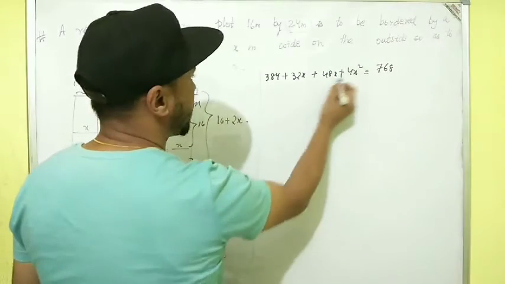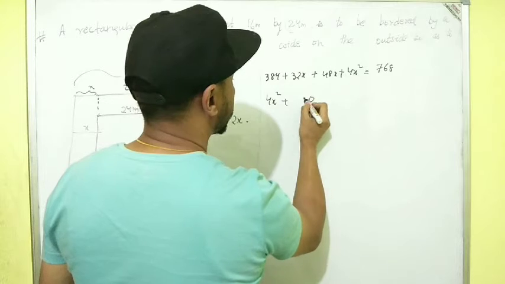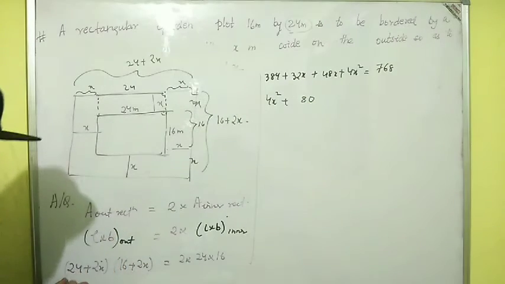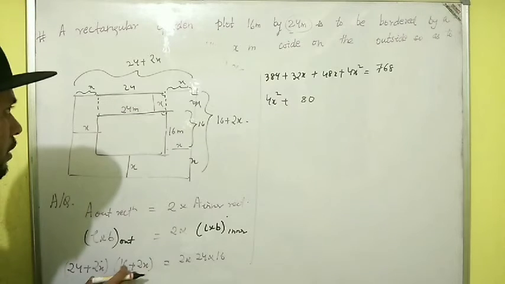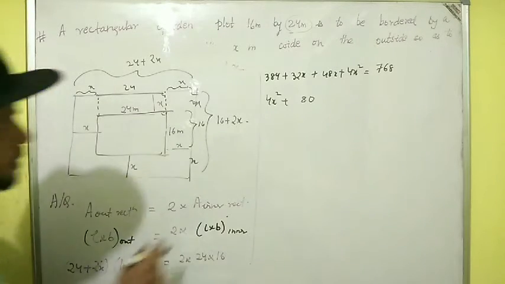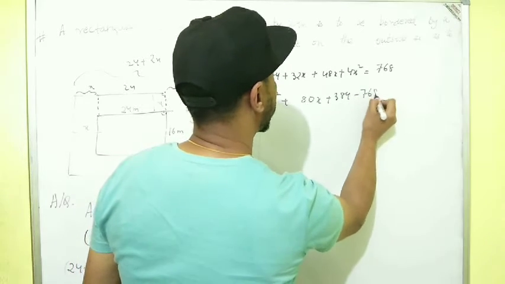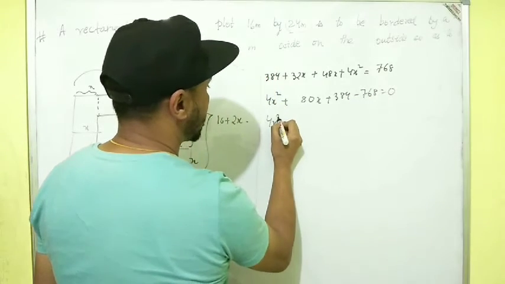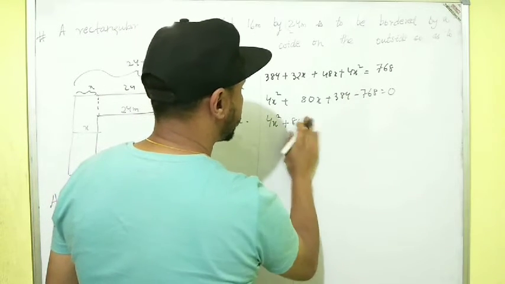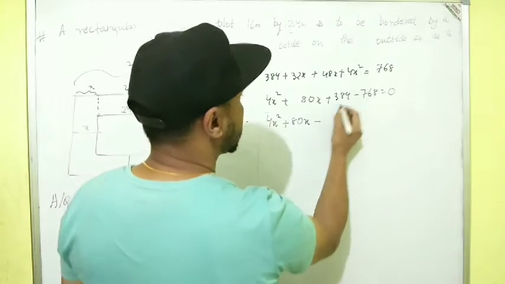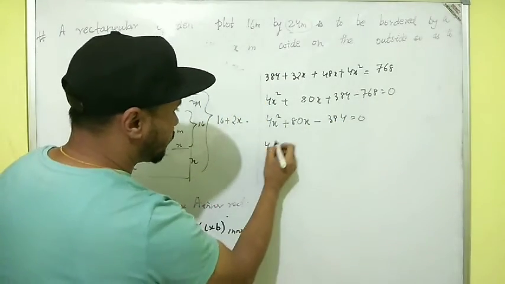768. Now let's calculate. So this is 4x squared plus 80x. Okay, let's do the calculation once again. 24 into 2 is 48 plus 32, so this is 80. Yes, 80x plus 384 minus 768 is equal to 0. So 4x squared plus 80x minus this into this is 384. Alright, now let's take 4 common.